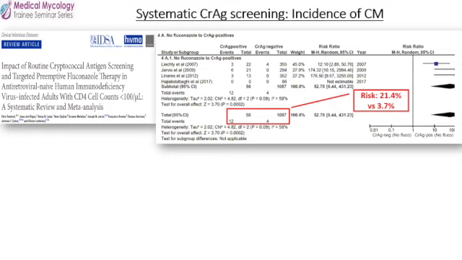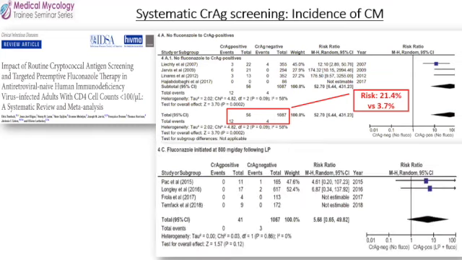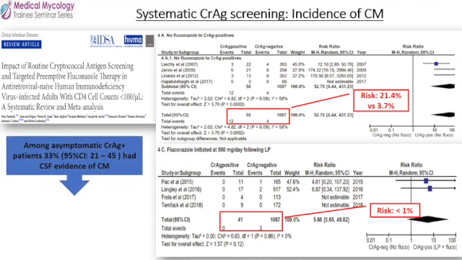And among those who received some prophylaxis, irrespective of the dose or the duration, this is not shown on this slide, this risk dropped to about 9%. So among those in whom a lumbar puncture was done to exclude underlying cryptococcal meningitis before preemptive therapy, the risk of developing cryptococcal meningitis within the first year was equal among those who were CrAg positive and CrAg negative. And then, among those where lumbar puncture was done, 1 out of 3, though asymptomatic, was found of having underlying CSF evidence of cryptococcal meningitis.